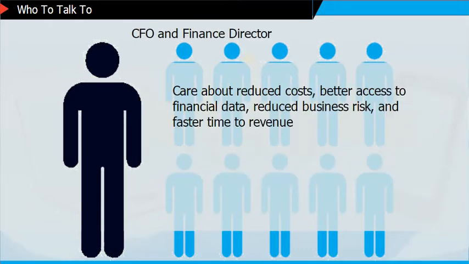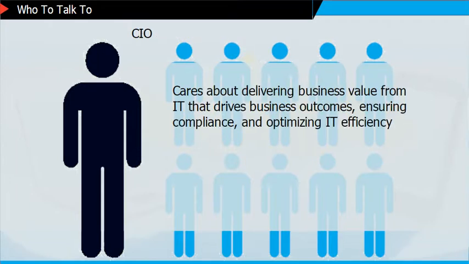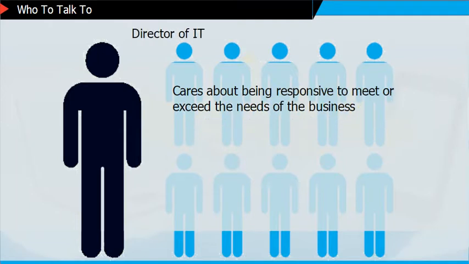The CFO and Finance Director care about reduced costs, better access to financial data, reduced business risk, and faster time to revenue. The CIO cares about delivering business value from IT that drives business outcomes, ensuring compliance, and optimizing IT efficiency. The Director of IT cares about being responsive to meet or exceed the needs of the business.